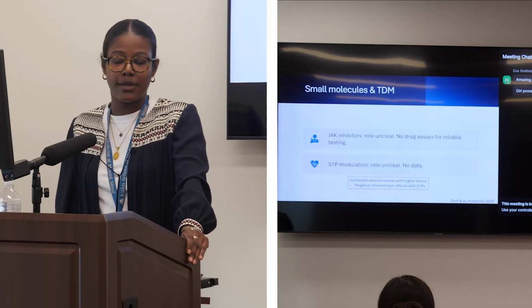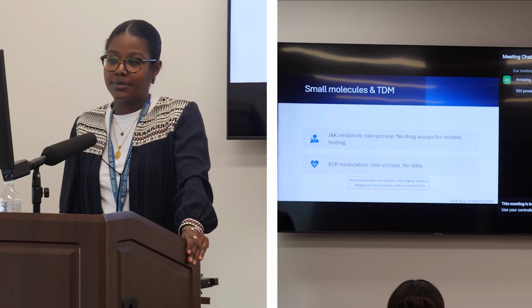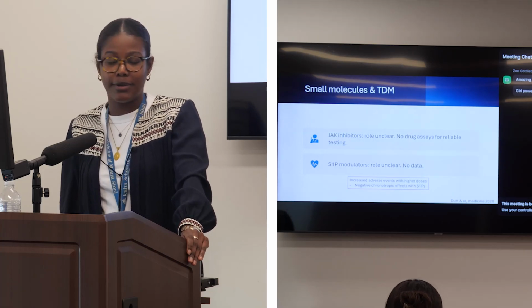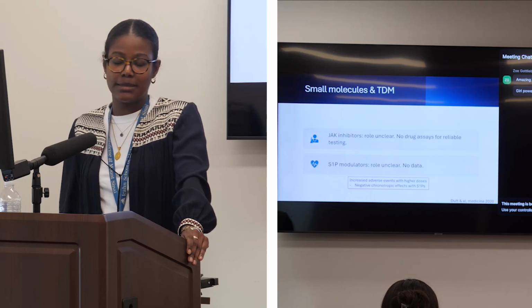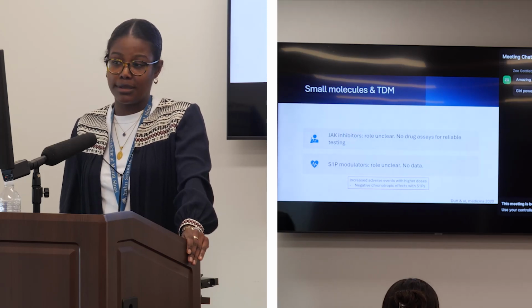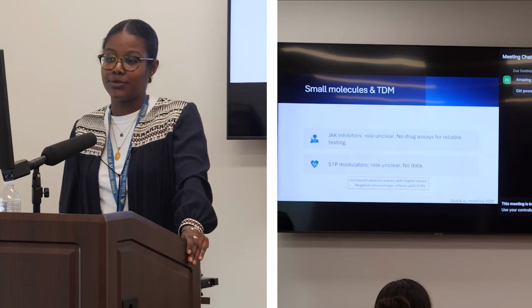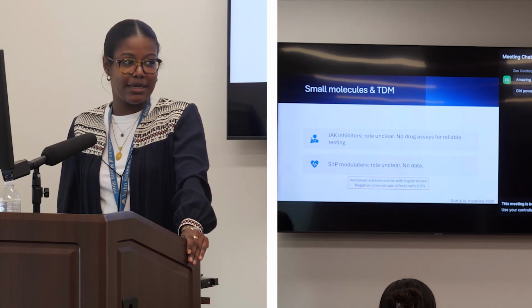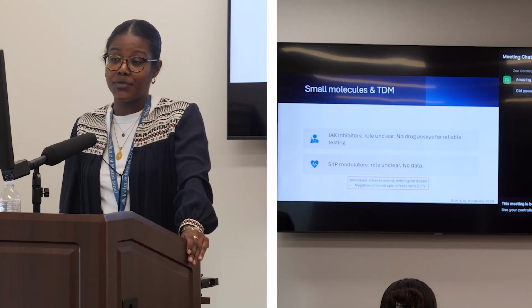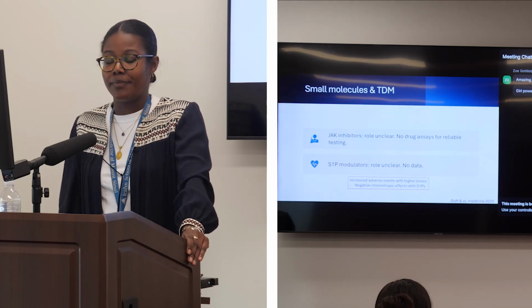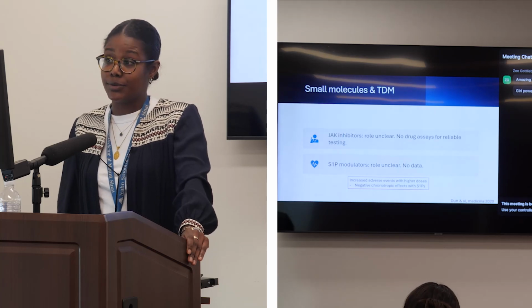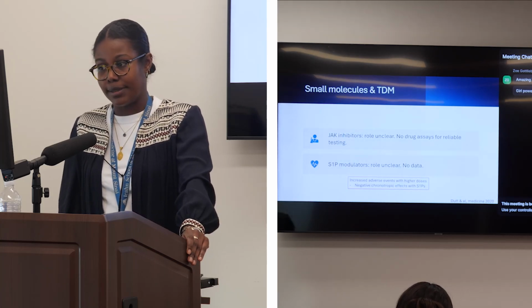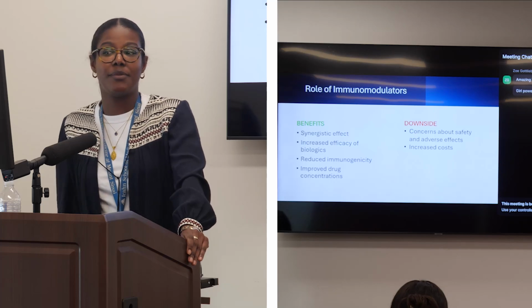What about small molecules and TDM? In terms of JAK inhibitors, the role is unclear. We really have no clear drug assays for reliable testing. S1Ps, pretty much the same, role unclear and no data on TDM and S1Ps. What we do know with these medications is that higher doses are usually associated with increased adverse events, particularly negative chronotropic effects with the S1Ps, so to be used accordingly.